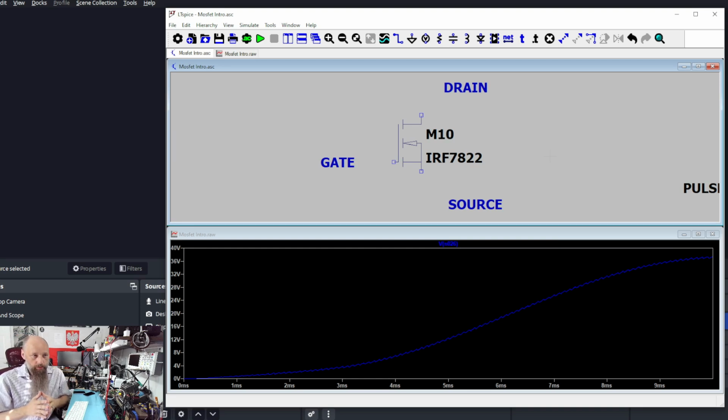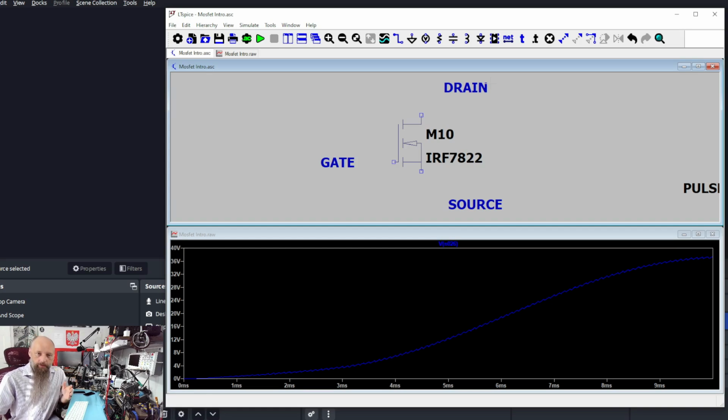Just like in bipolar transistors, we have collector, emitter, and the base. In MOSFETs, it works pretty much the same way, but instead of collector, we call it drain. Instead of emitter, we call it source. And instead of base, we call it gate.